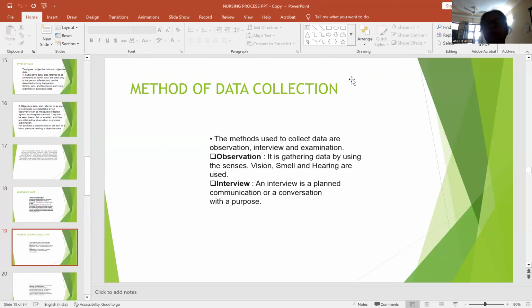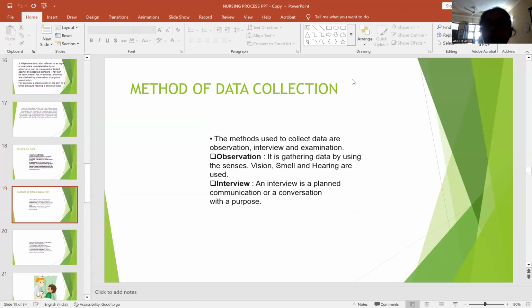Next, we discuss the methods of data collection. There are a lot of methods of data collection. First one, observation and interview. Observation is gathering the data by using the senses: sight, smell, and hearing. We observe the patient, for example by the facial expression of the patient, and we get the data. Interview is face-to-face communication with the patient. We take the data. So these are the methods of data collection.